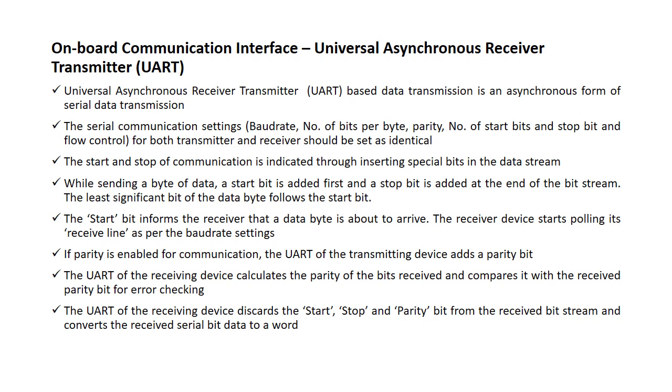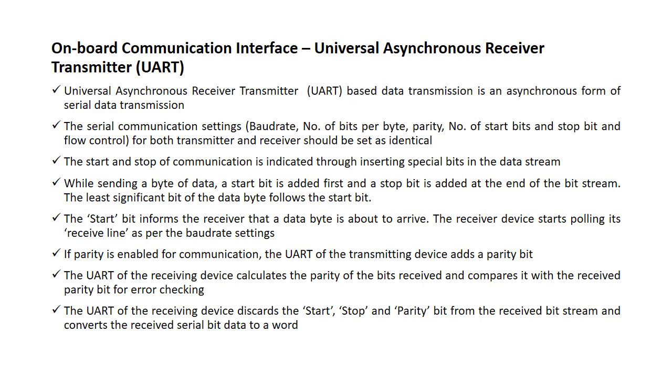So what happens here? Once the data is received, the receiving device calculates the parity of the bits of the received data, as I told just now, and compares it with the received parity bit. If there is a mismatch, it will come to know that there is an error in the transmission.